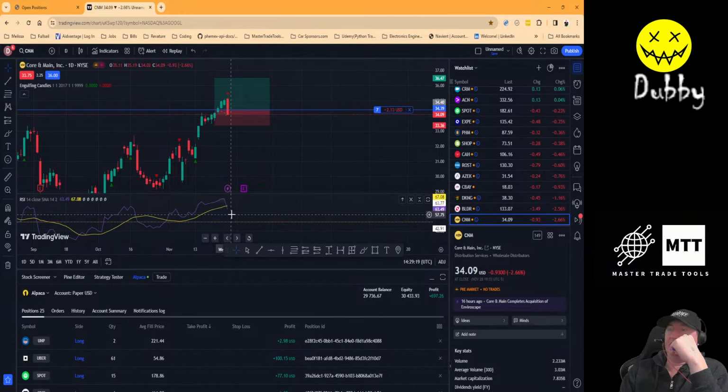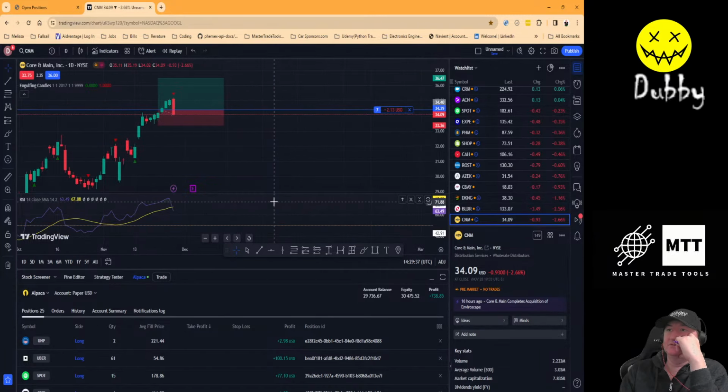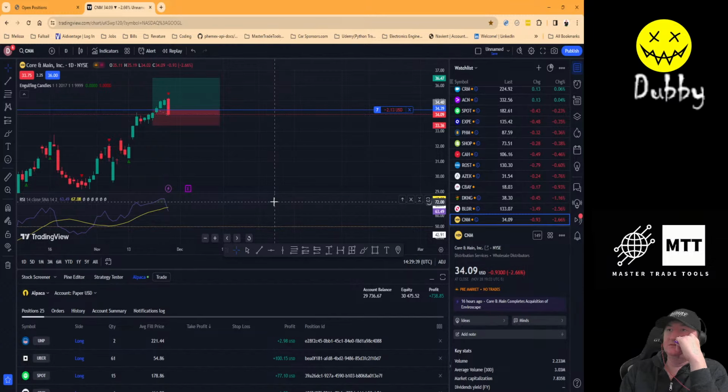Not quite yet. Can't really determine that reversal. We could go off of this low and this low, and then that would tell us, yeah, okay, there's probably going to be a reversal, but I don't really know yet. Your guess would be as good as mine.